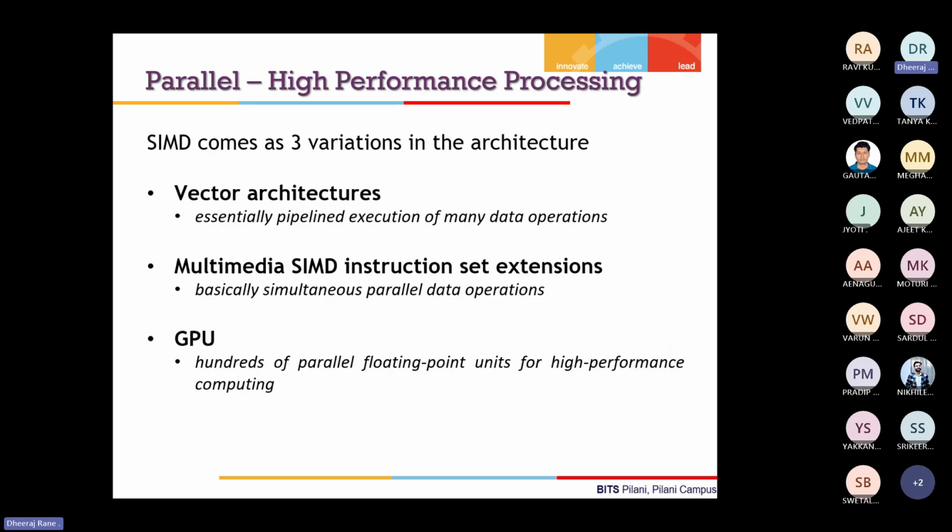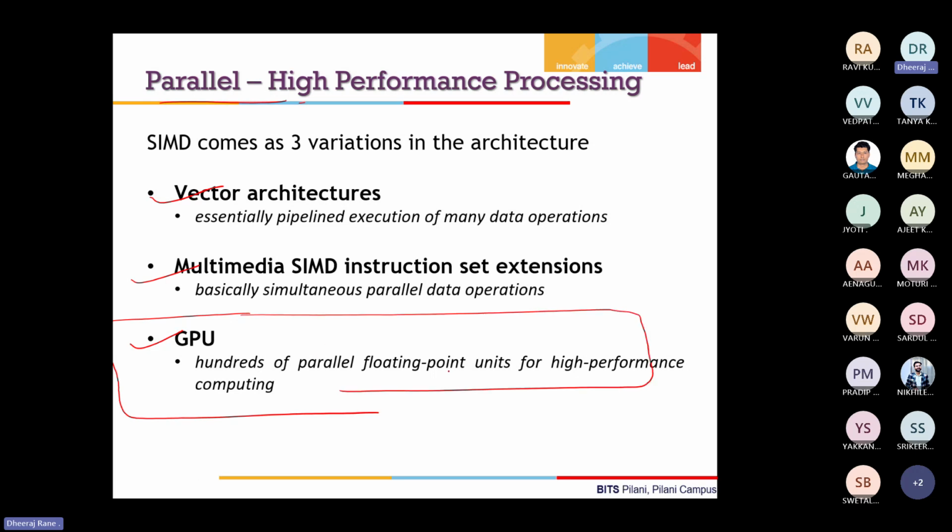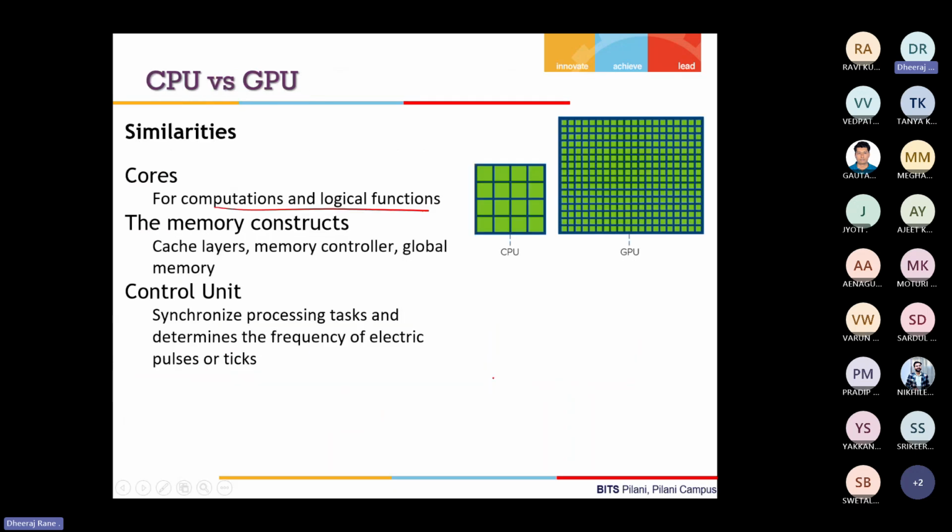Okay, so as such, SIMD comes as three variations within the architecture. It can be a vector architecture, it can be a multimedia SIMD instruction set extension, or it can be in terms of GPU when it comes to parallel performance processing. So we can handle these three. Among these, we'll be concentrating more on the GPU, where hundreds of floating points or now we can say thousands of units are responsible for high performance, right?